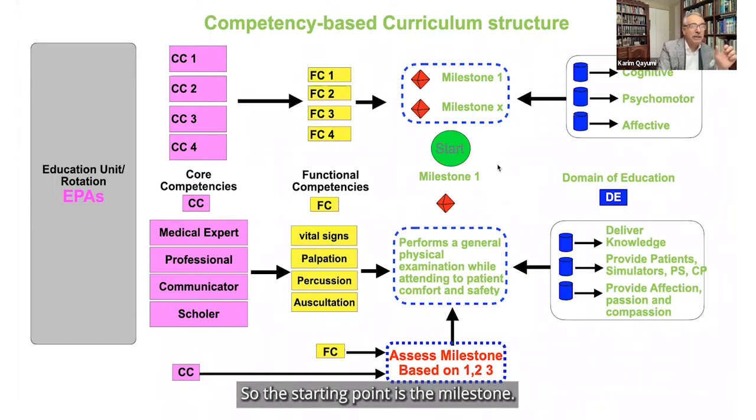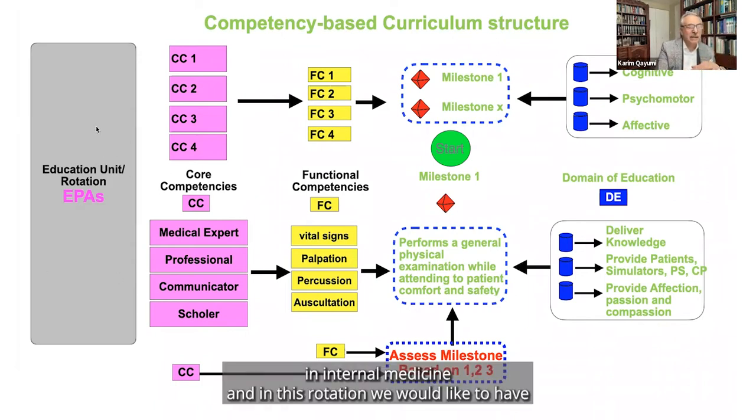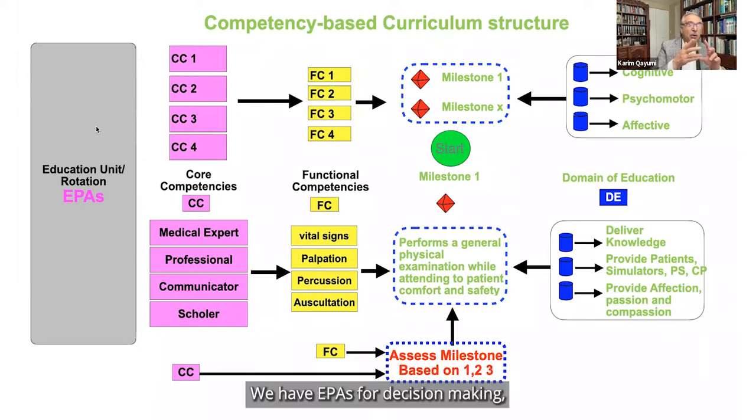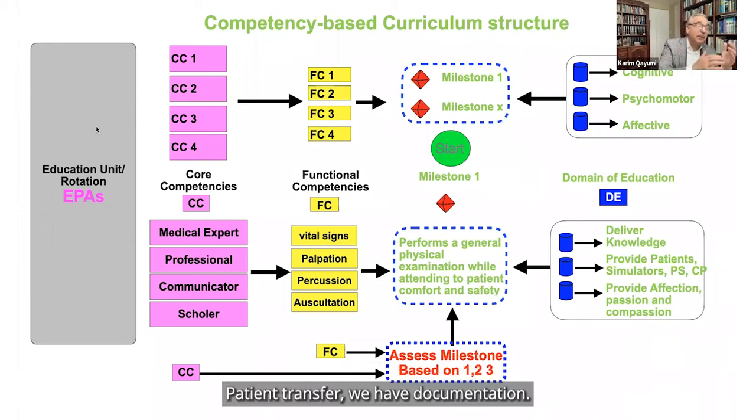So the starting point is the milestone. So what we do, for example, if we have an educational rotation in internal medicine, and in this rotation we would like to have the EPAs for history taking, for physical examination. We have EPAs for decision making, differential diagnosis, management, therapy, follow-up, all those things, right? Patient transfer, we have documentation. So we have many of those EPAs.